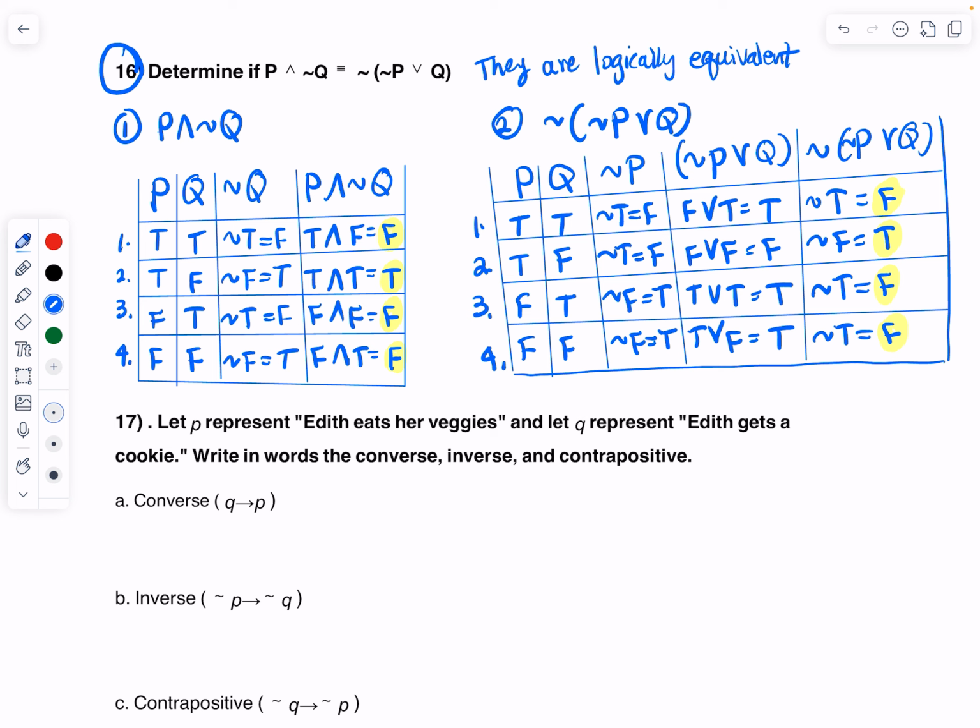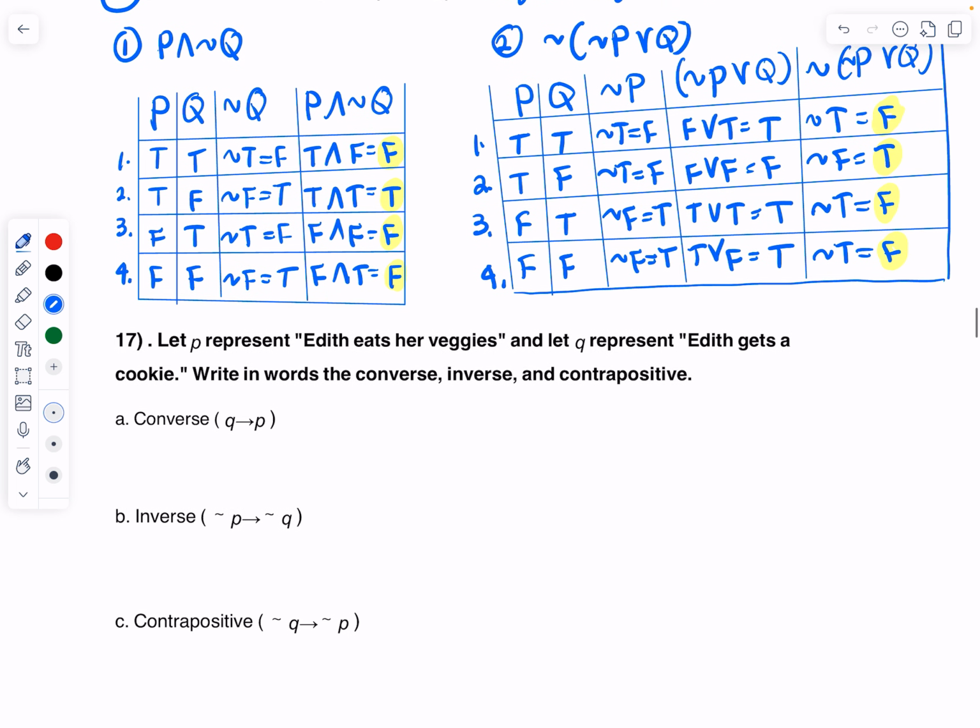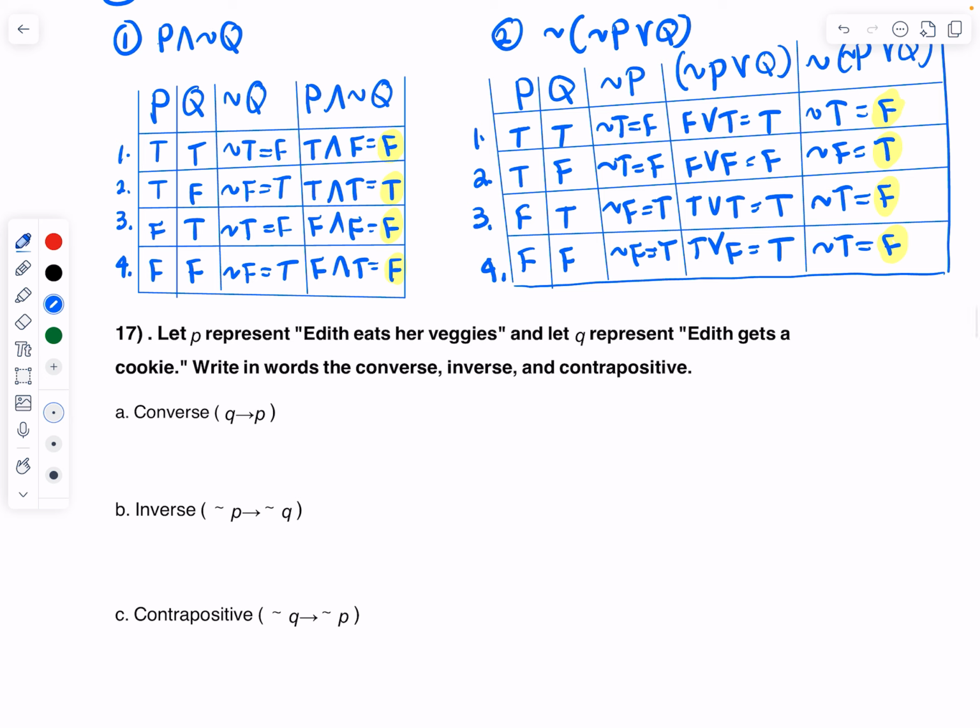Okay, that was 16. Number 17, let P represent Edith eats her vegetables and let Q represent Edith gets a cookie. Write in words the converse, inverse, and contrapositive. So the converse is backwards from if P then Q. And remember that the conditional is if P then Q, right? So if I write the converse, Q, remember, is Edith gets a cookie. So I need the word if because it is a conditional statement.